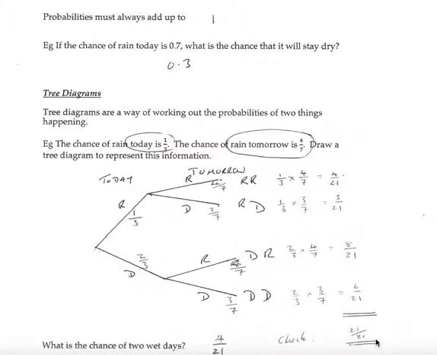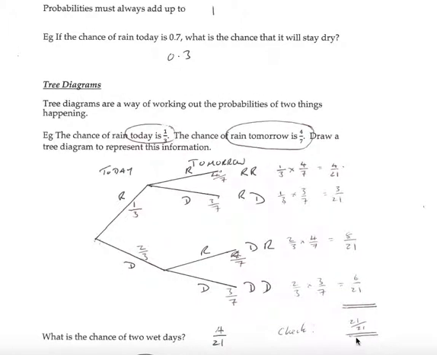If you've got to here, you've really done all the work in the question. All that will be required of you from here onwards is to read answers off of your diagram. So the first part says 2 wet days. So in other words, a rainy day followed by a rainy day. The probability was 4/21.